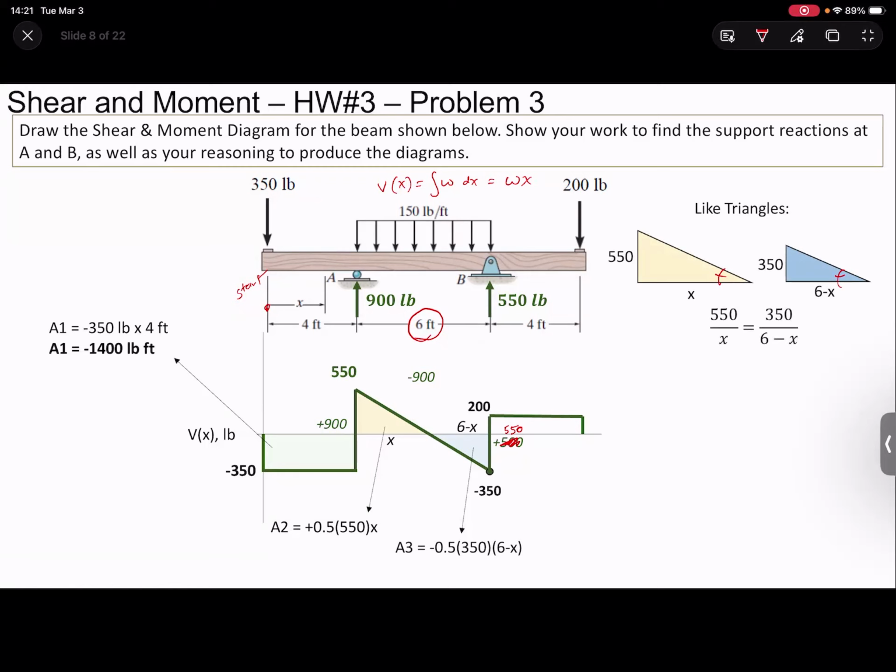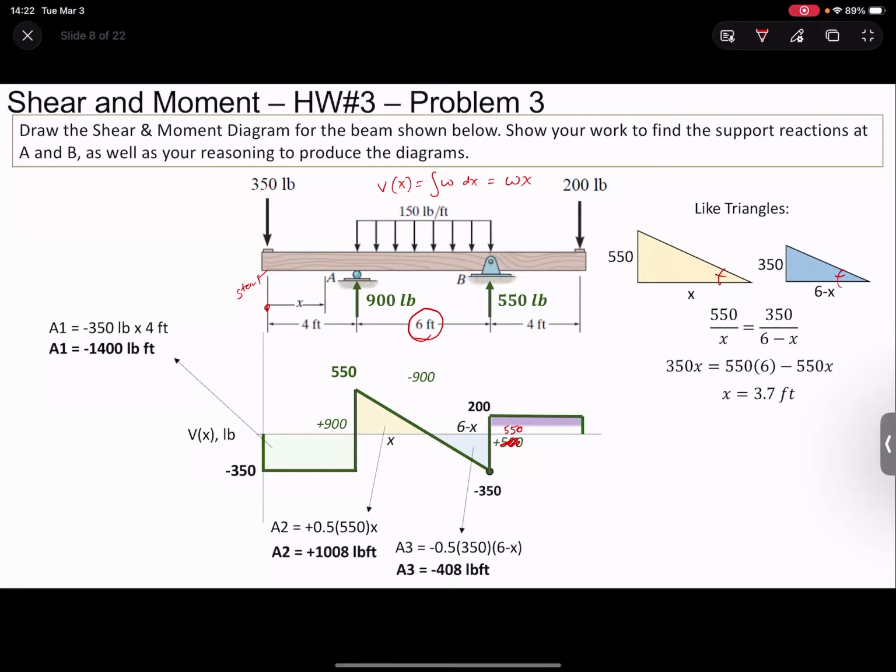550 over x is equal to 350 over 6 minus x. You foil, or not foil, gosh, when was the last time somebody's foiled something? That's crazy. First, outside, inside, last. Woo, throwback. So yeah, you do this math out, you cross multiply, then solve for x. And we say x is 3.7 feet. So now that we know this distance x, we can solve for the area of each one of these individual triangles. So the yellow triangle is a positive 1,008 pound-feet. And then the blue triangle is a negative 408 pound-feet.